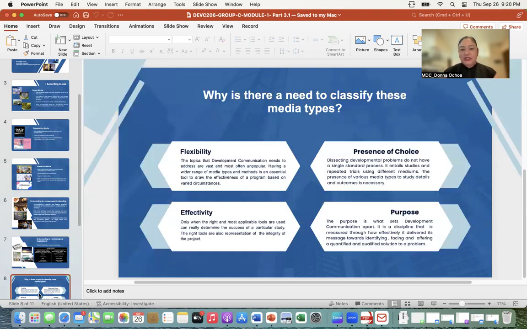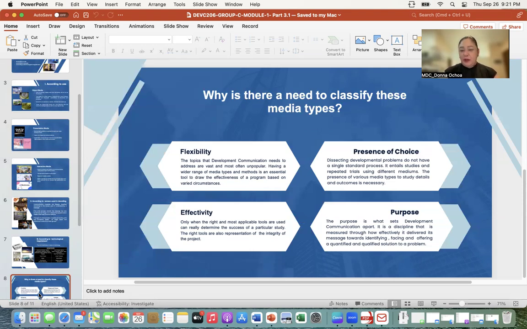But having discussed all of this, having seen the types of media, either print or broadcast, we can use, I want to answer the question, why is there a need to classify these media types? I thought of four. Flexibility. The topics that development communication needs to address are vast and most often unpopular. Having a wider range of media types and methods is an essential tool to draw the effectiveness of a program based on varied circumstances.